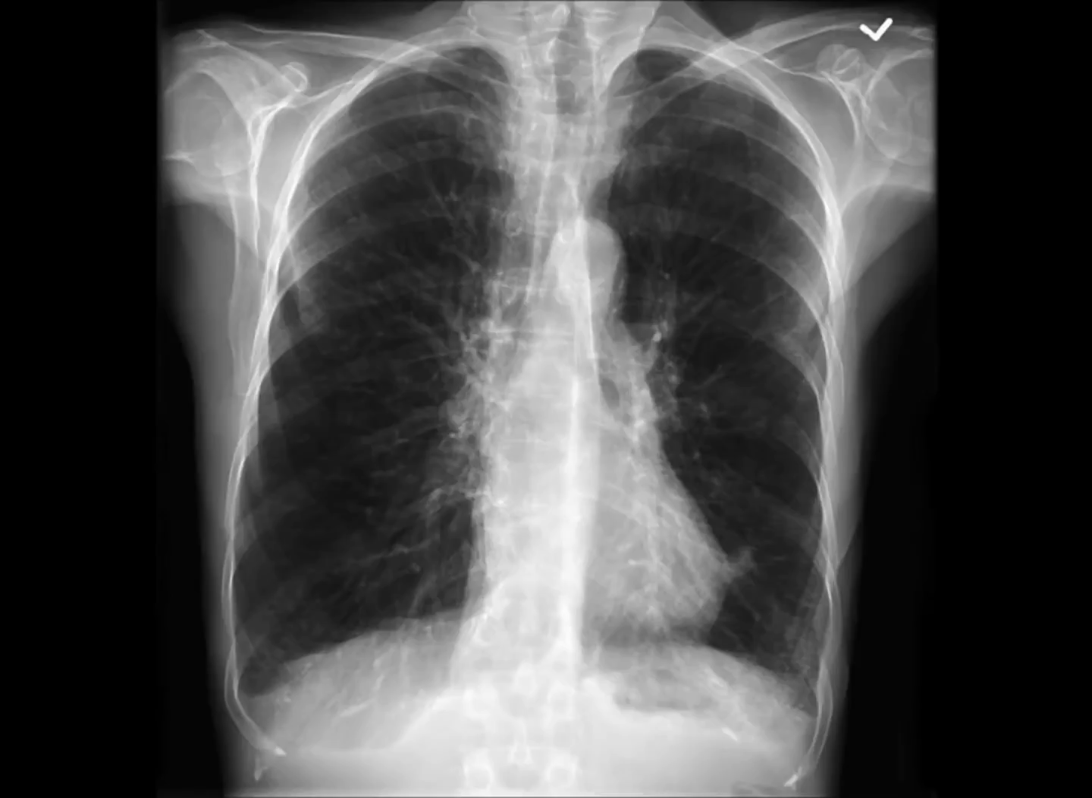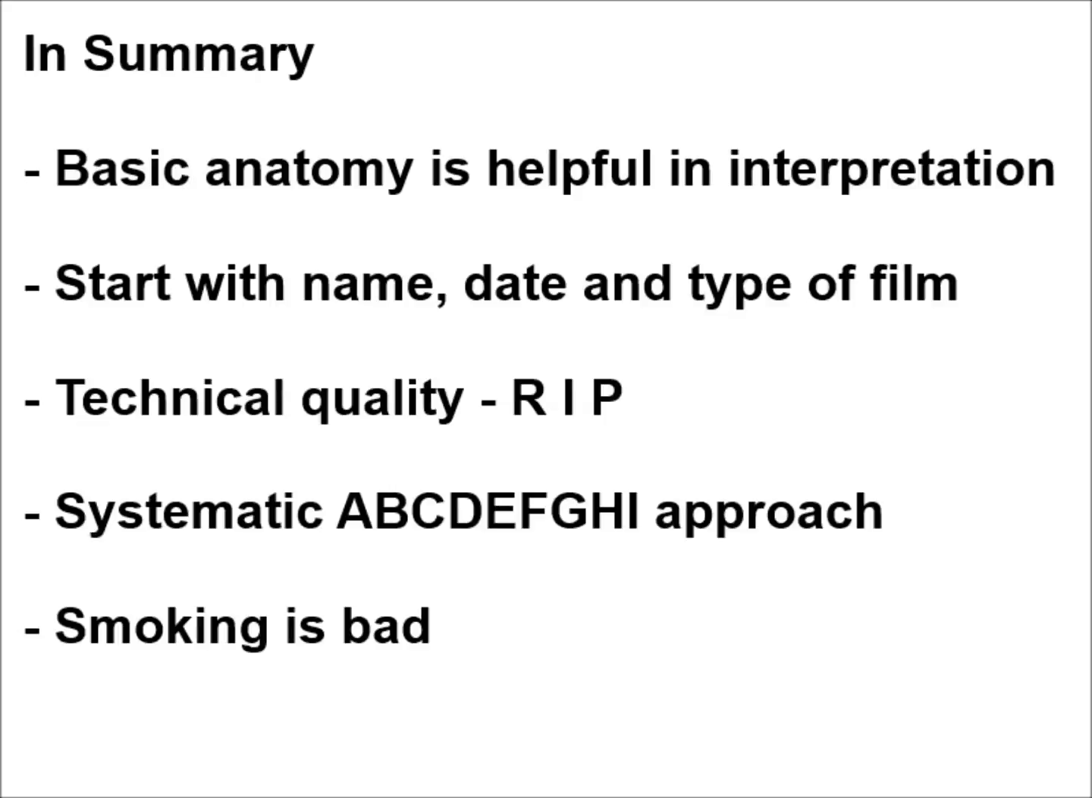The areas of opacity in the hilar are likely due to calcification of pulmonary blood vessels, so I would strongly suspect that this patient was a heavy smoker. Smoking is bad for you, of course, and this is what happens, so the lesson is don't smoke.